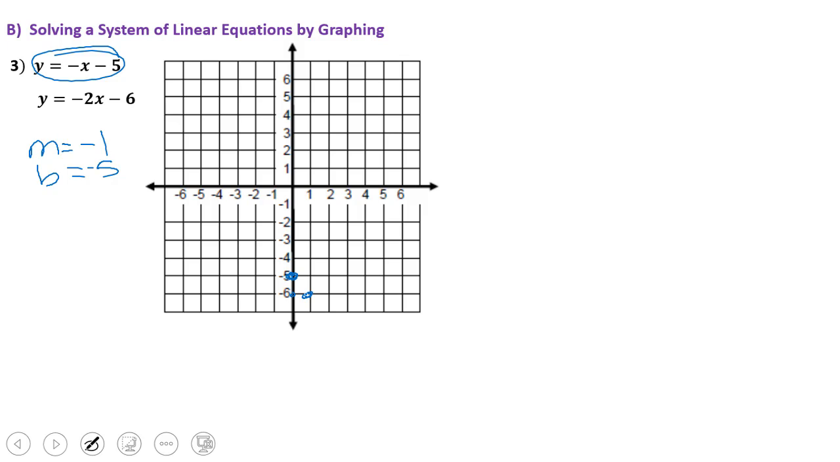Then I go down 1 over 1, down 1 over 1. And if I want to, I could go up 1, back 1, up 1, back 1. But if you have your straight edge and you can draw a really nice straight line, you won't need that many. You only need 3 points.